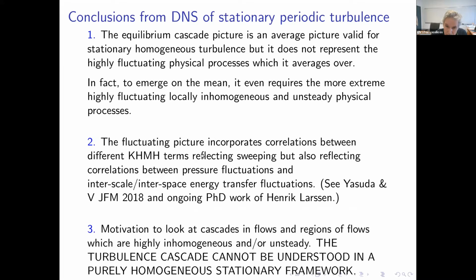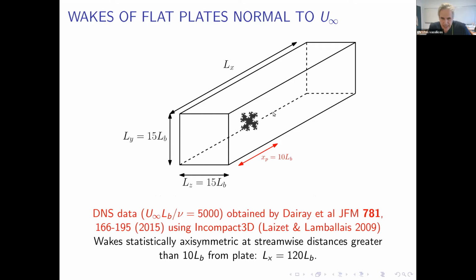But this gives you the motivation to go further and look at cascades in flows and regions of flows which are highly inhomogeneous and unsteady. So in fact, it gives you the motivation to go all the way to the other extreme and say, okay, let me see how the cascade behaves in very inhomogeneous and very unsteady situations. Basically, the turbulence cascade cannot be fully understood in a purely homogeneous stationary framework. And this is what we are realizing, that perhaps over 80 years concentrating on this may have more or less stifled progress.